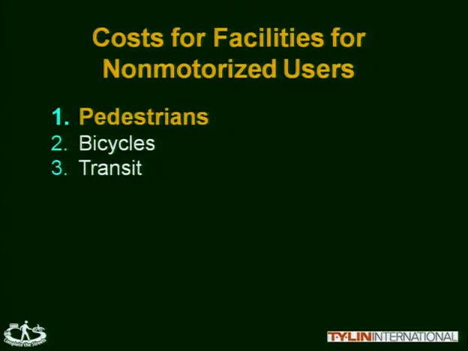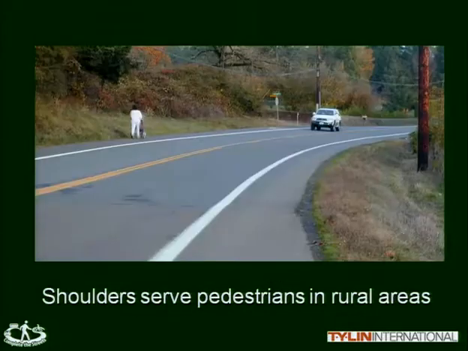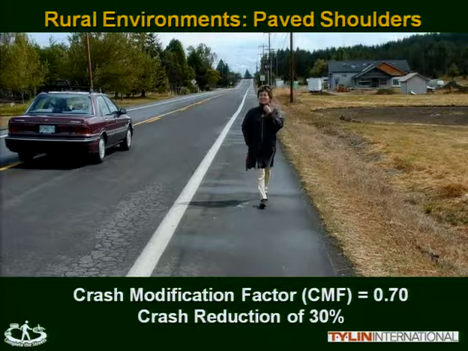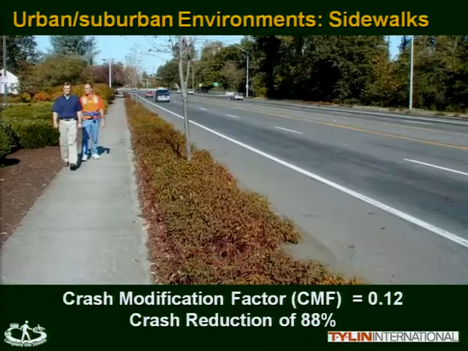For non-motorized facilities, what are those costs? In some areas, I don't need sidewalks in every street. If I've got 280 ADT, just the people who live there on a cul-de-sac street, I don't have a problem with that. And in urban rural areas, shoulders work just fine. And having a shoulder, by the way, will reduce pedestrian crashes 70%, when you have a paved shoulder for them to walk on. As I indicated before, having a sidewalk in an urban area reduces crashes 88%.